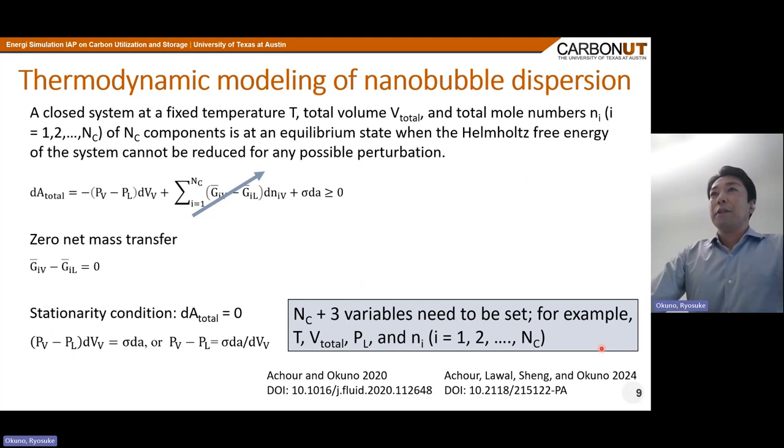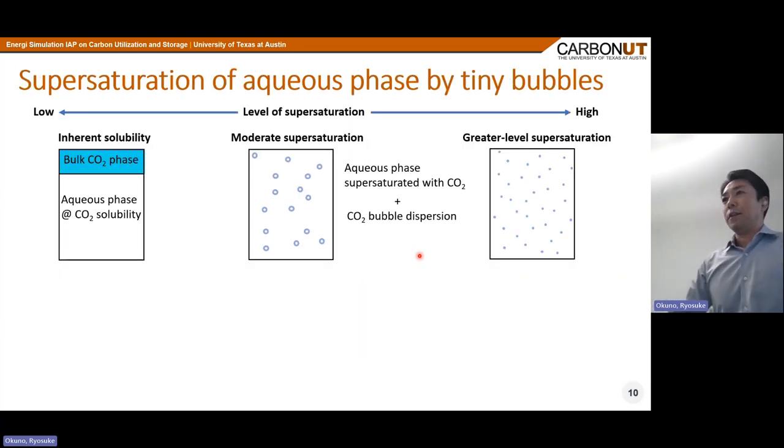Another point to mention, as you will see in the next slide, is that the bubbles are important, but the main role of bubbles is to increase the supersaturation level for the surrounding water phase. The bubbles themselves are not the main contribution to the total gas content in the system. So supersaturation is very important for a high pressure nanobubble dispersion system.